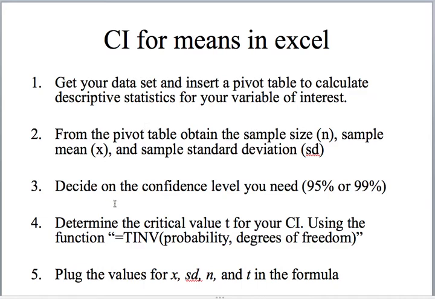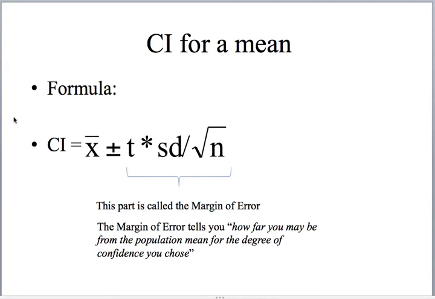Once you have those, you can decide on the confidence level you need for that confidence interval, and you're going to obtain t, the critical value of t for your confidence interval, using the function t inverse. Once you have all these values, x bar, standard deviation, and t, you just use the formula. And just as a reminder, this is the formula for a confidence interval for a mean, where this part is the margin of error and tells you how far you may be from the population mean for the degree of confidence that you chose.